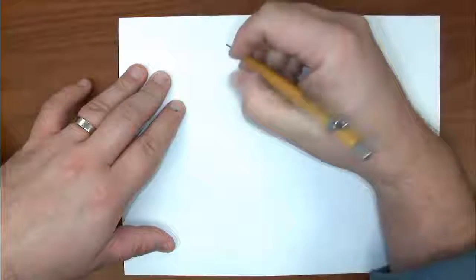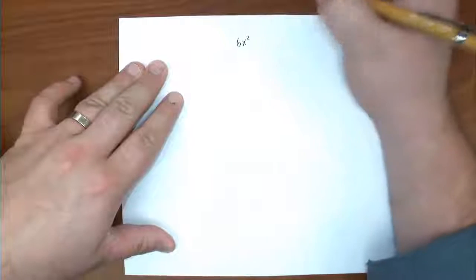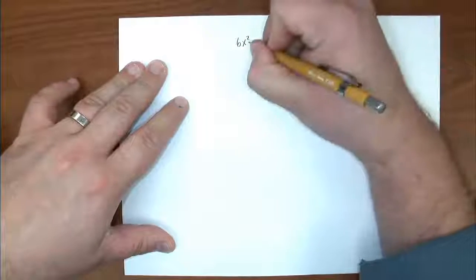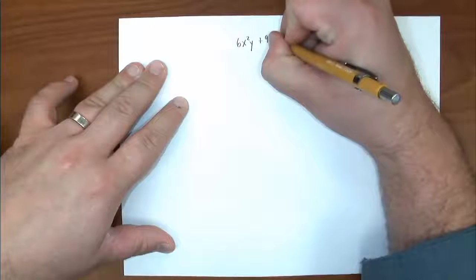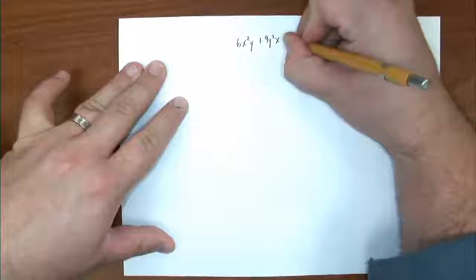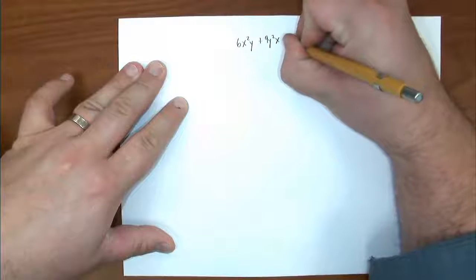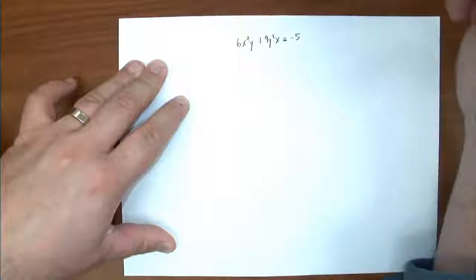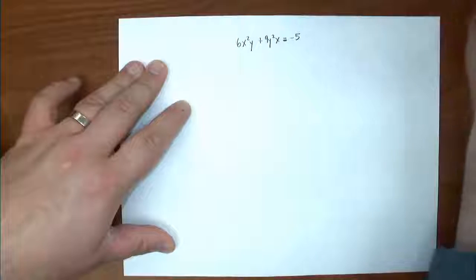So let's see here. So we have 6x squared y plus 9y squared x equals -5. Now, if you potentially could write that in explicit form, yeah, feel free to do so.